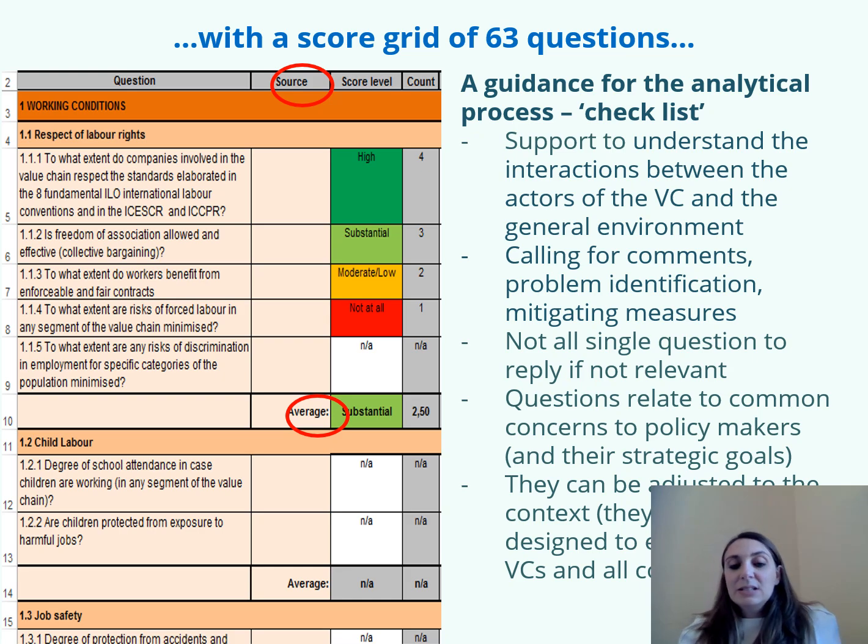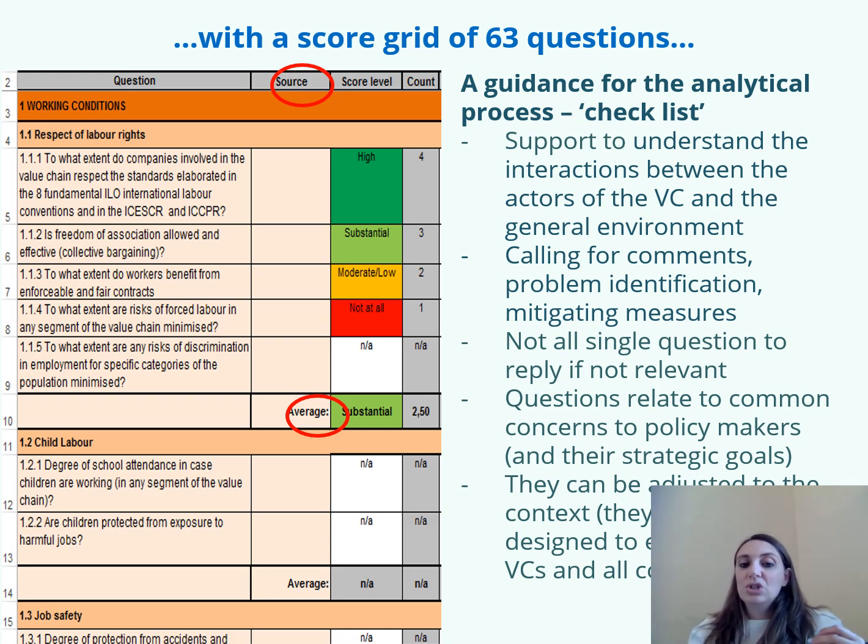As you see highlighted in red, you also have the average. You can select the score for each of the questions. Here we selected high, substantial, moderate, low, not at all, and not applicable, just to show the different scoring options. You can also change the average manually. For example, you can say, I scored in this way, but I don't think this represents well the situation in the value chain as I analyzed it.